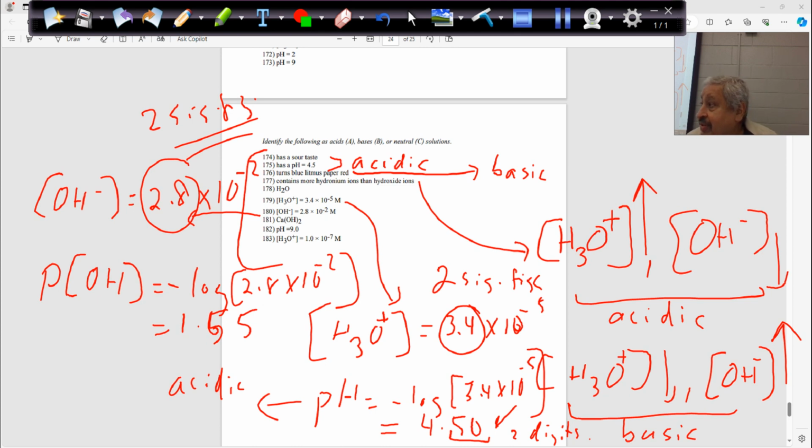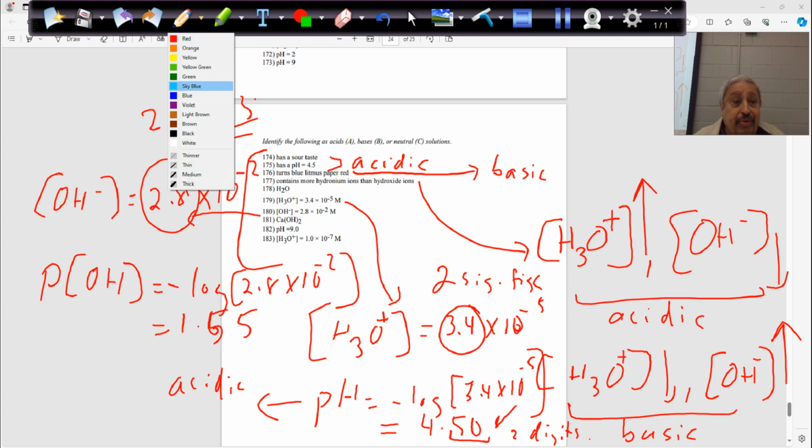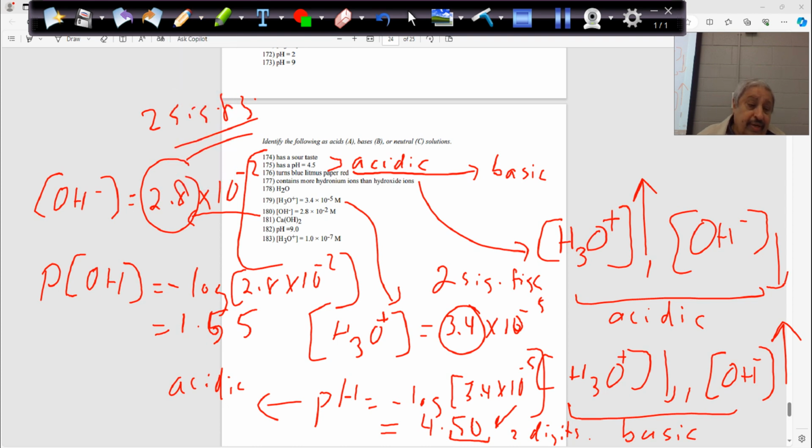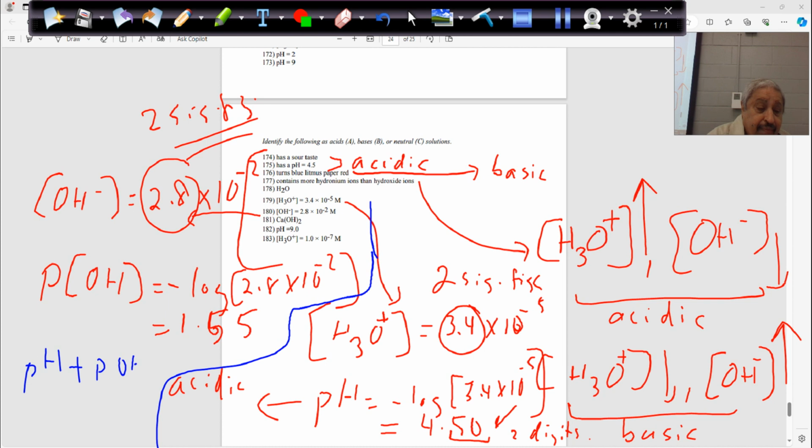Is this the pH? No. The pOH is related to the pH through the relationship. Here it is. Let's look at the relationship between the pH and the pOH. We did this one here. Okay, so the pH and the pOH equal 14. It does not matter the number of digits. It goes by the problem.